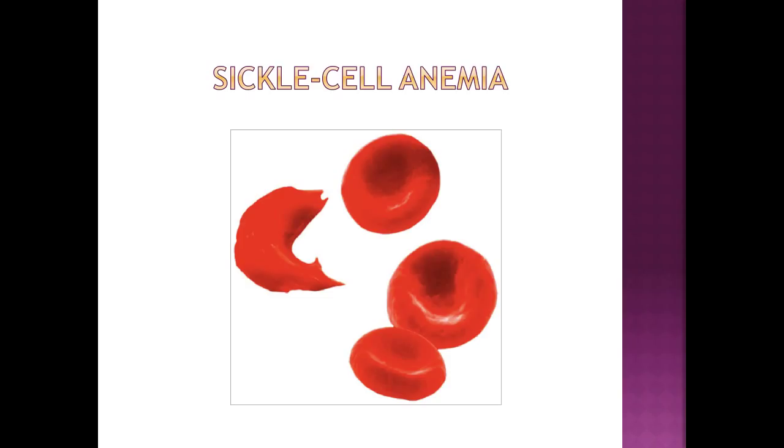Again, this is a picture where, on the right hand side, you see three normal looking red blood cells, whereas on the left hand side of this picture shows you what a red blood cell looks like if it is affected by sickle cell anemia disease.